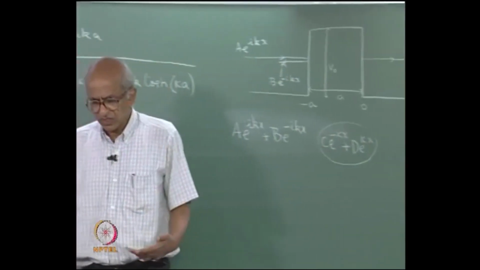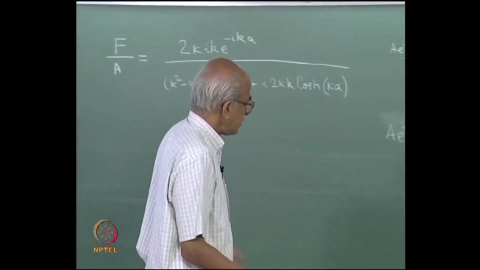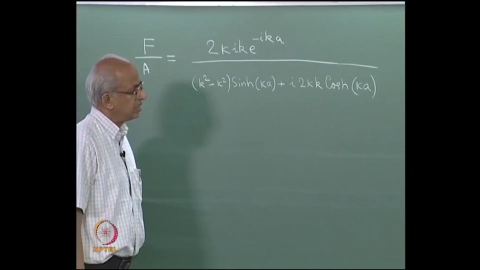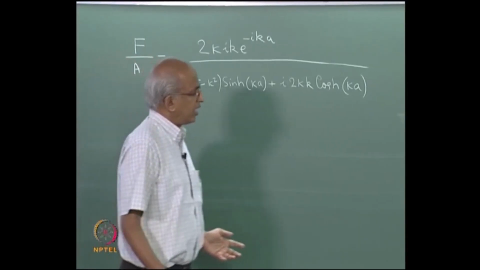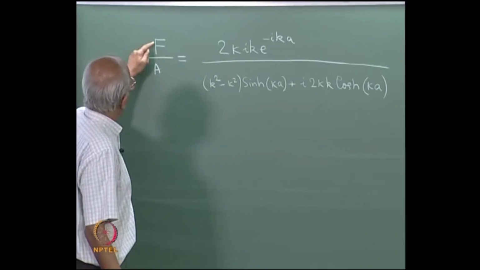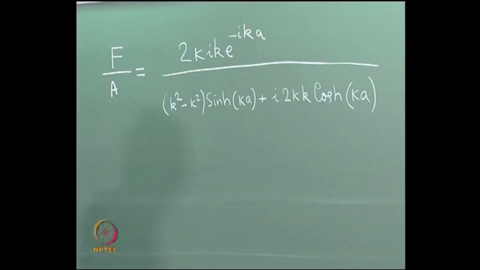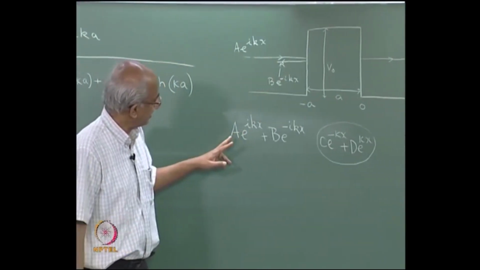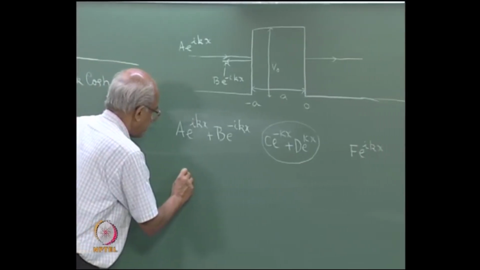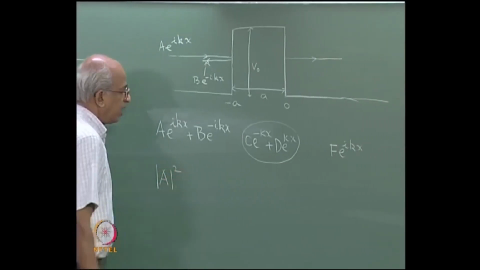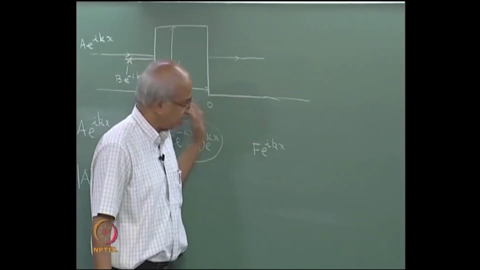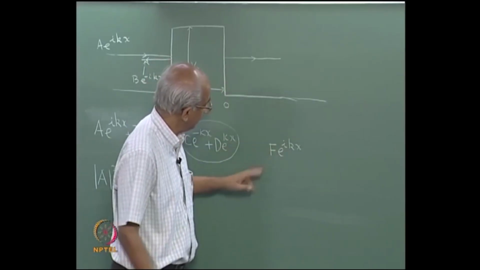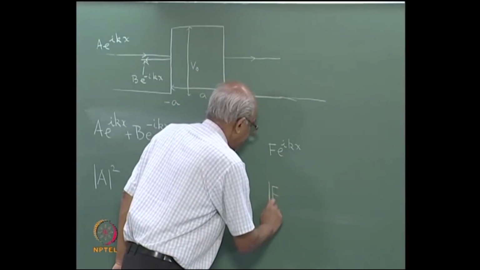And we did a lot of algebra and we eventually arrived at an expression for F divided by A, which is reproduced on the board, and the quantity that we want to calculate is actually the square of the magnitude of F by A. Why is it so? Well, you see the number of particles that are incident from the left hand side is essentially determined by A. In fact, it is proportional to magnitude of A square, and the number of particles that come out on the other side, if we had done this experiment with a beam of particles, will be determined by magnitude of F square.